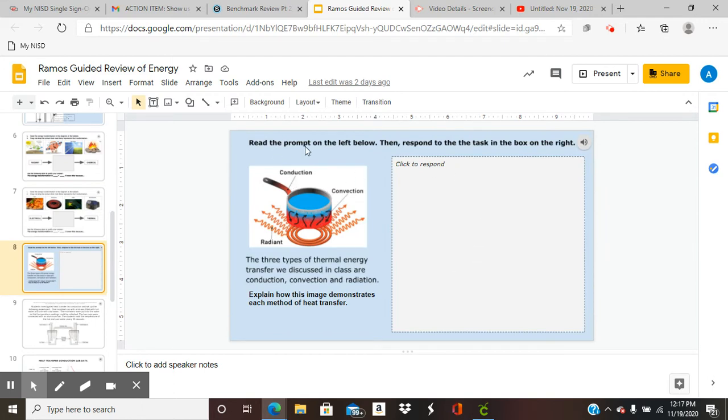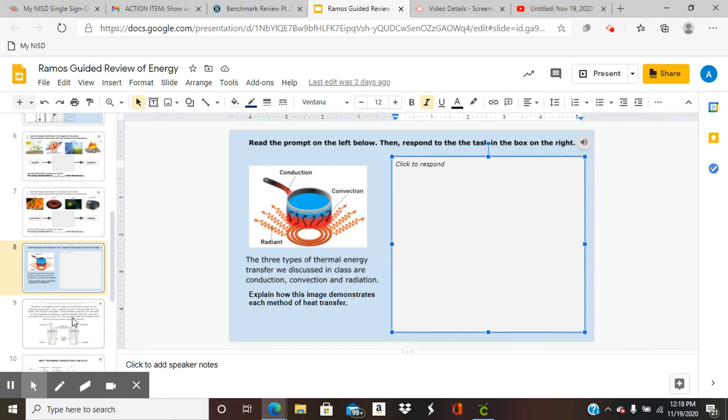On slide 8, read the prompt on the left below, then respond to the task in the box on the right. So there are 3 types of thermal energy that we discussed, which is conduction, convection, and radiation. Explain how this image demonstrates each method of heat transfer. So you're going to explain how this image demonstrates each method of heat transfer. Explain what is conduction, what is convection, and what is radiation. And you're going to type it in here and use your notes, please.